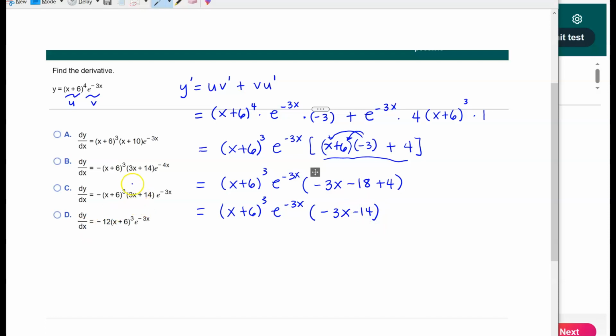Which one is that? Now, if you look at this, they're all positive. So you could take out the negative sign here because they're both negative. So that gives you the negative of x plus 6 cubed e to the negative 3x, or you could place that after this expression here. Then if you take out the negative sign, you will have 3x plus 14. And which one is that? That is letter C.